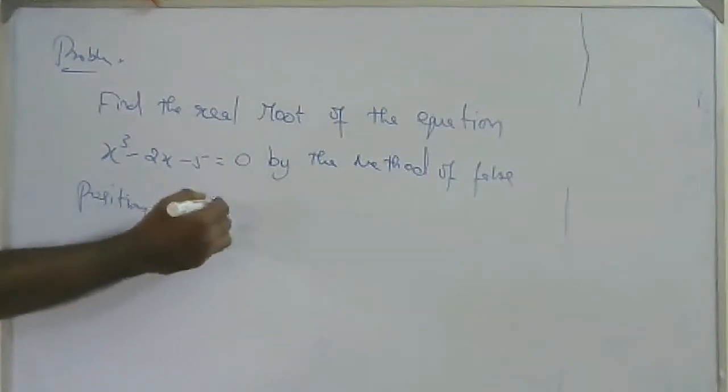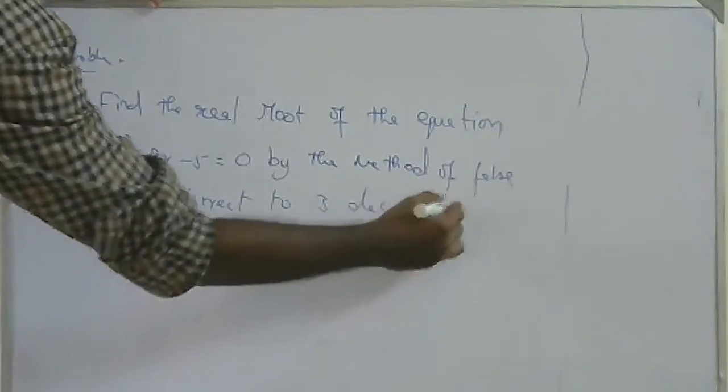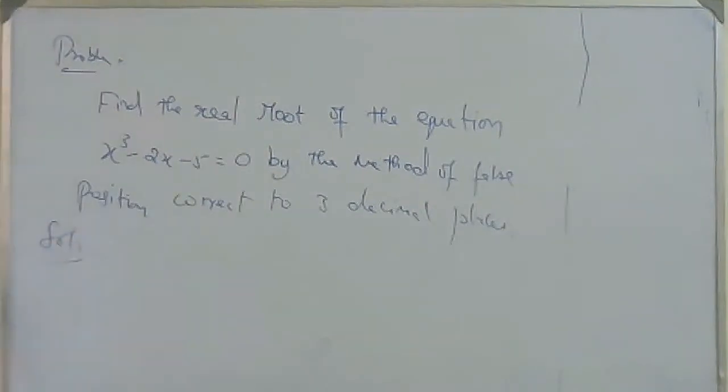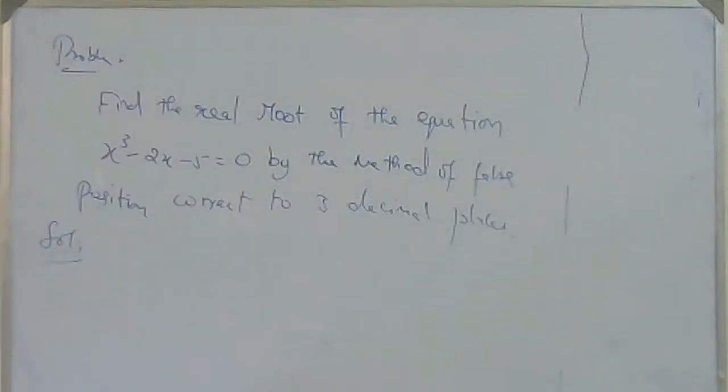Correct to 3 decimal places. The question is given up to 3 decimal places, so no problem. Four is a little difficult; 3 is quite easy comparatively. So find the real root of the equation x cube minus 2x minus 5 equal to 0. You have to use the method of false position or regula falsi method.